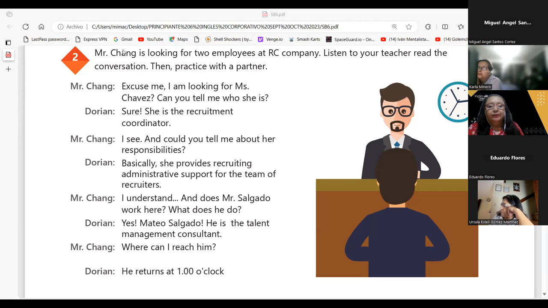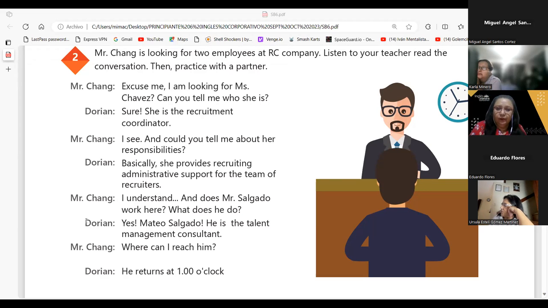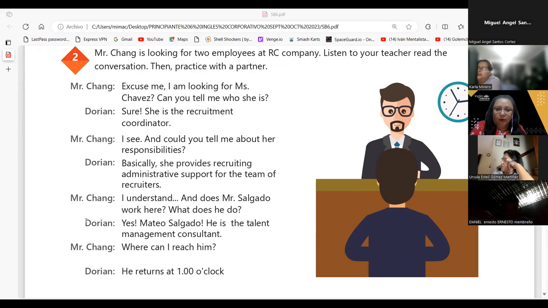Recruiters. Okay. 1, 2, 3, begin. Excuse me, I am looking for Miss Chavez. Can you tell me who she is? Sure. She's the recruitment coordinator. I see. And could you tell me about her responsibilities? Basically, she provides administrative support for the team of recruiters. I understand. And does Mr. Salgado work here? What does he do? Yes, Mateo Salgado. He is the talent management consultant. Where can I reach him? He returns at 1 o'clock.